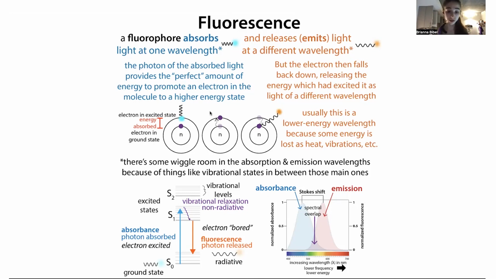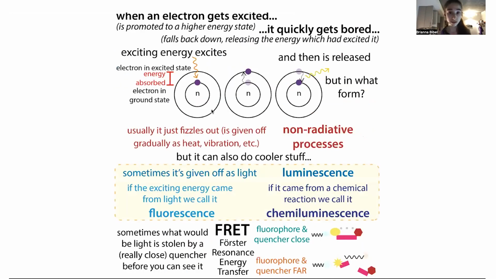And so luminescence is just when you have light that's given off when an electron gets excited and then falls back down. We can excite that electron in various ways. One is by giving it energy through shining light at it at a wavelength that it likes to absorb, and then measuring the wavelength that's released. And this is called fluorescence.